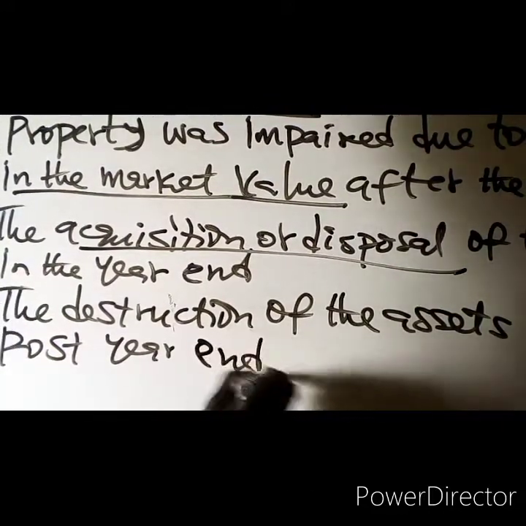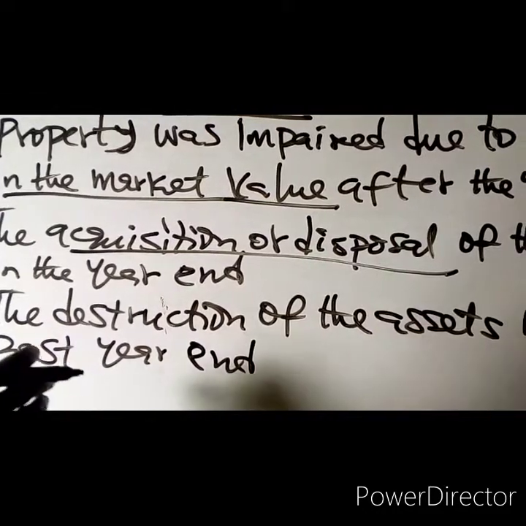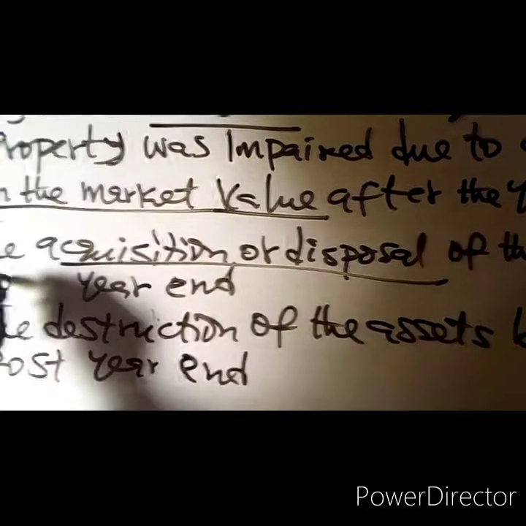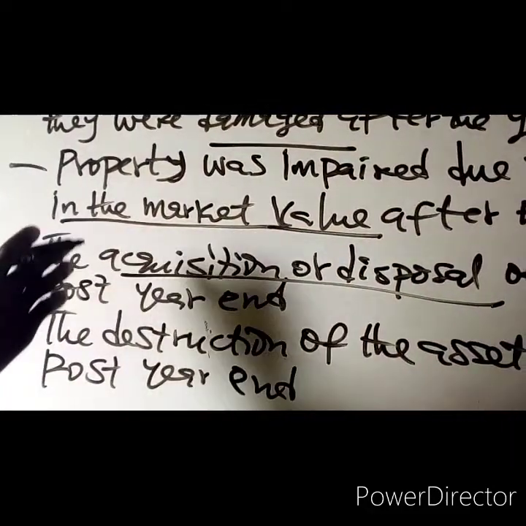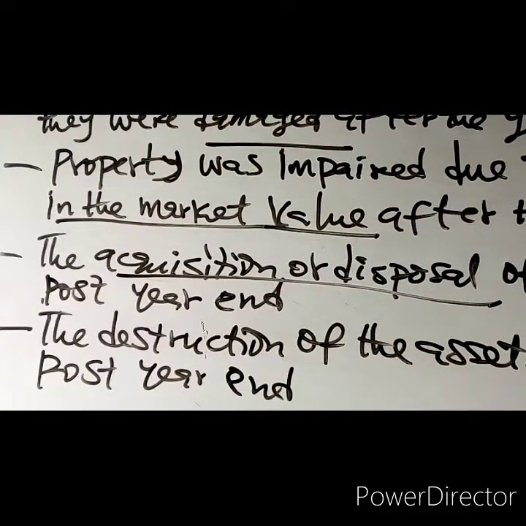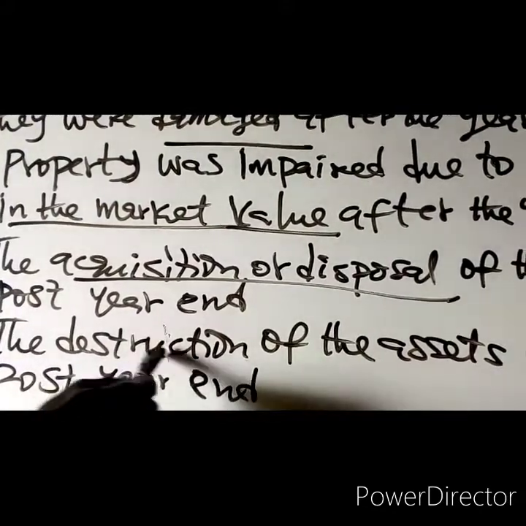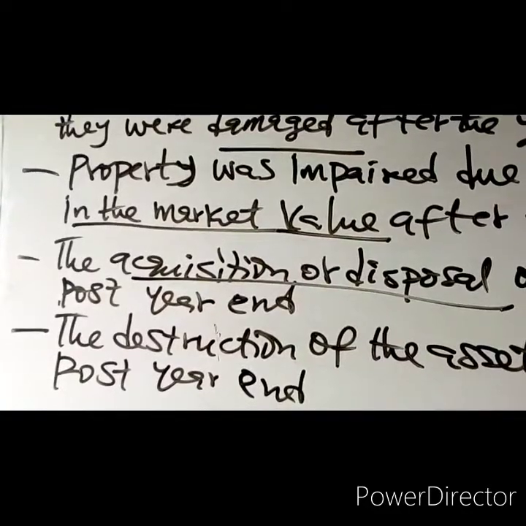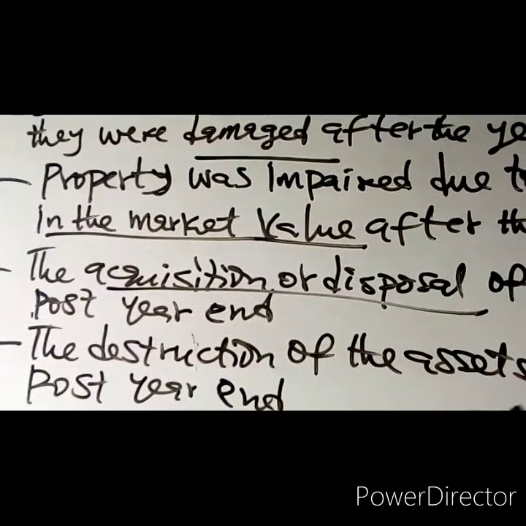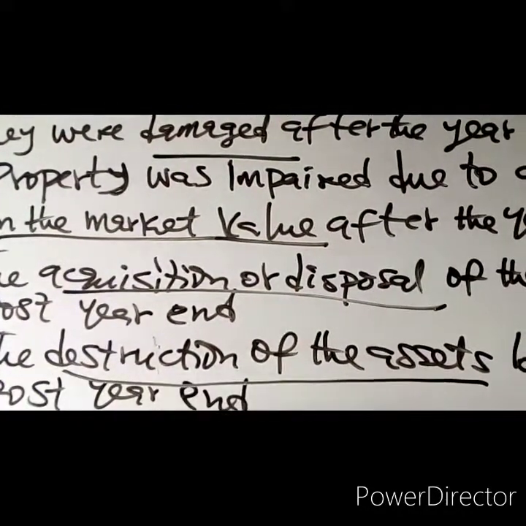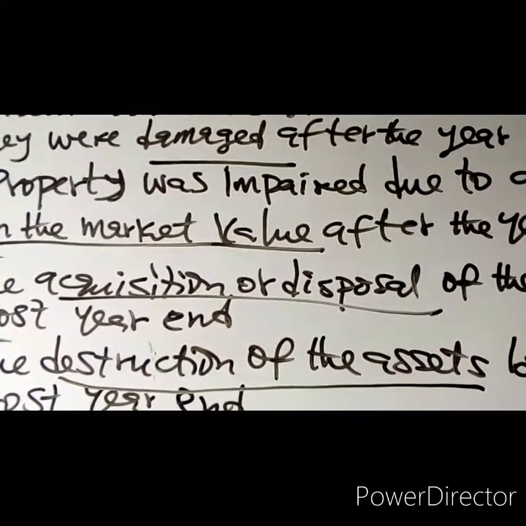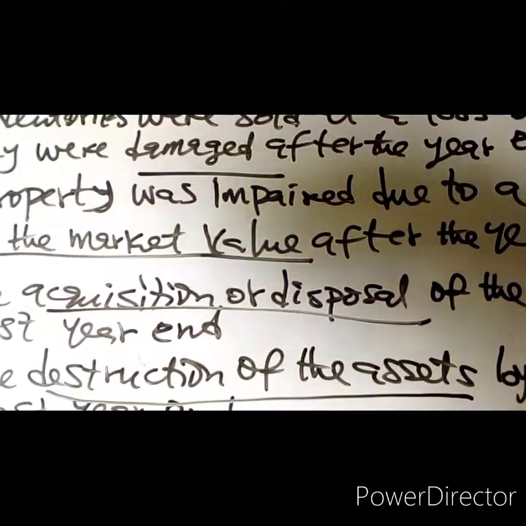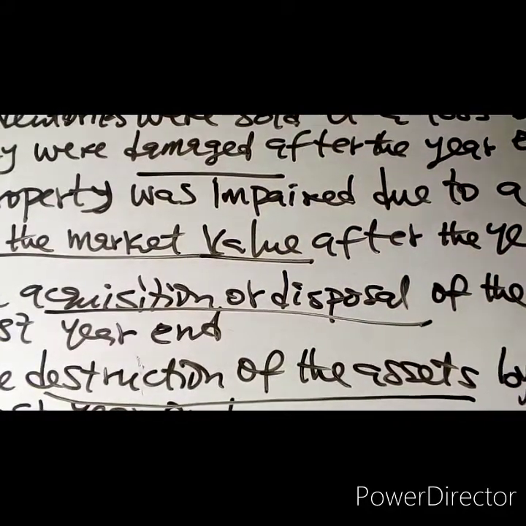Post year end. Also call this on post year end, or after the year end. The destruction of the asset by fire post year end. Nobody knew that the asset would be destroyed by fire in the financial period. So that event arose after the reporting period, so it is not an adjusting event.